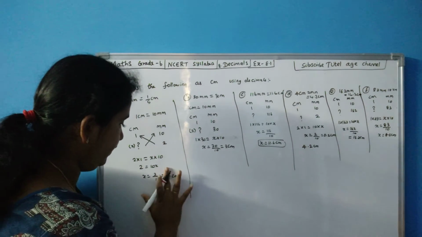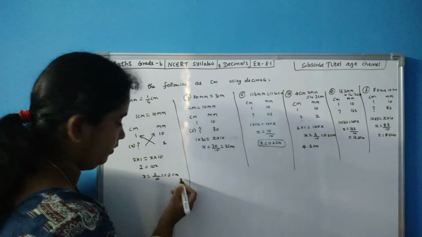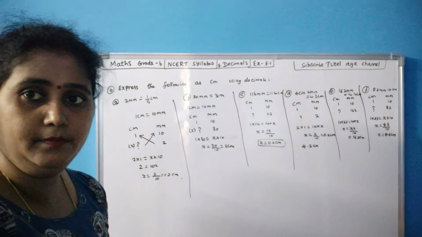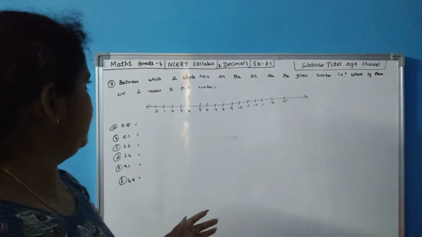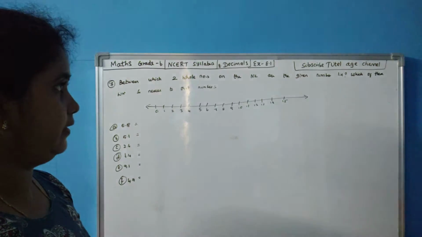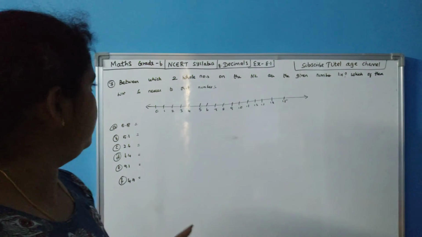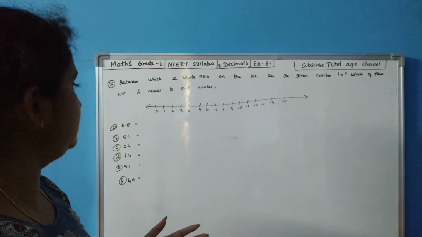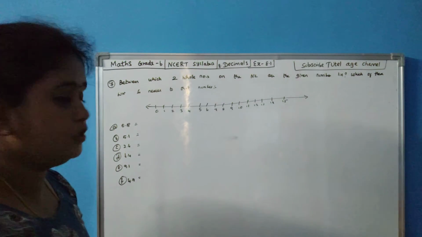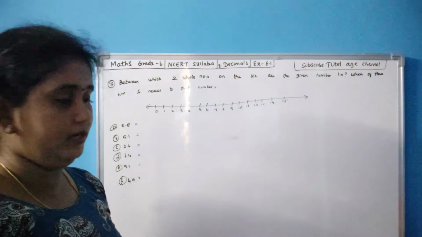Here instead of reducing to 1 by 5, you can write it as 0.2 centimeter. Okay, please note that. So here is your next sum. Between which two whole numbers on the number line do the given numbers lie? They are asking which whole number is nearer to the given number.